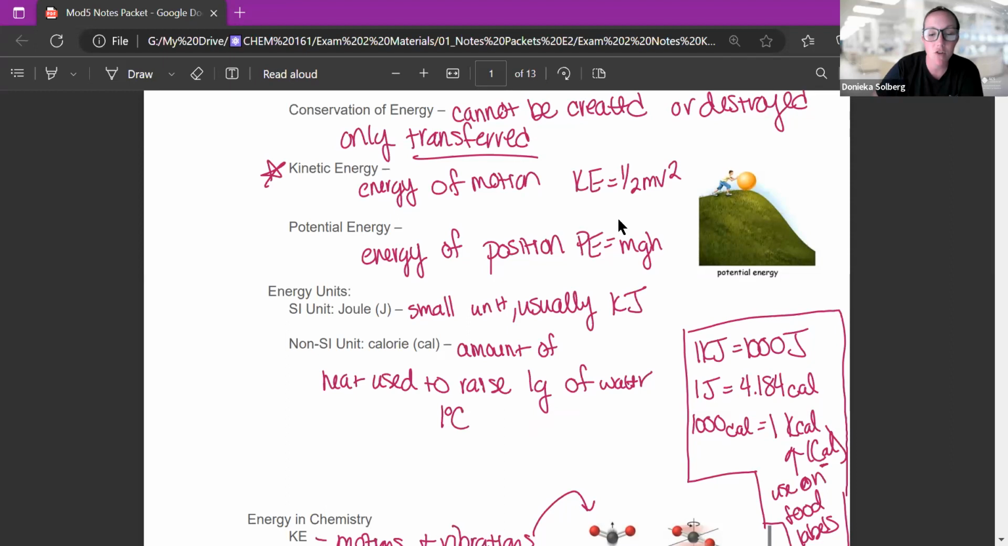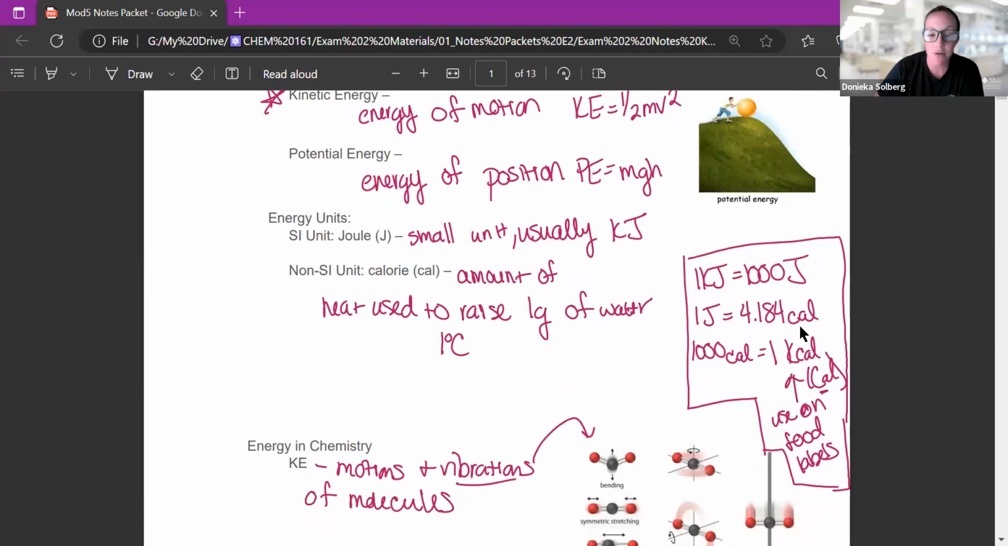So I've got you some of the conversions over here. All of these are on your equation sheet. 1 kilojoule is 1,000 joules. How joules and calories are related: 1 joule is 4.184 calories. Notice this is a lowercase c. Okay, I did that for a reason.